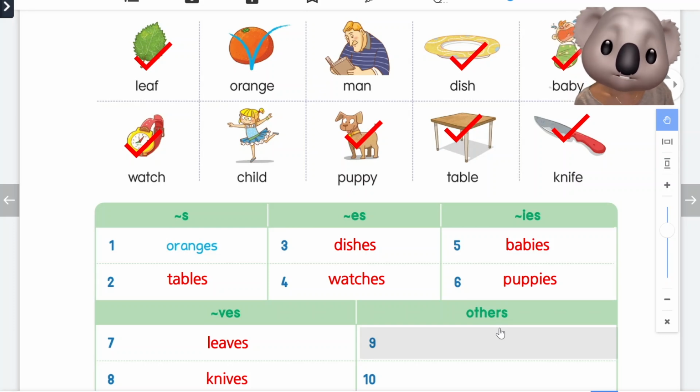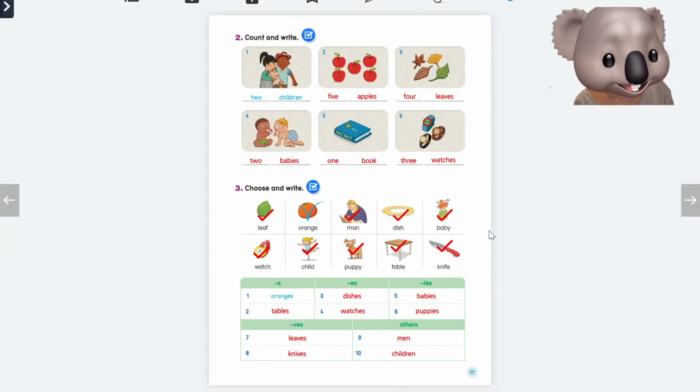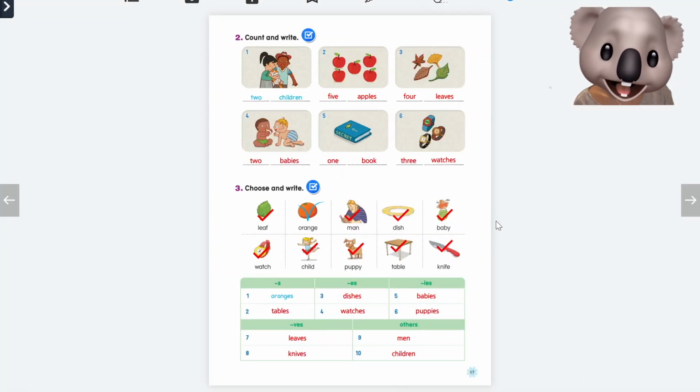For example, foot가 아니라 feet. We have man. Man plural is men. Child plural is children. Good, children. Please check your answers and let's go to the last page.